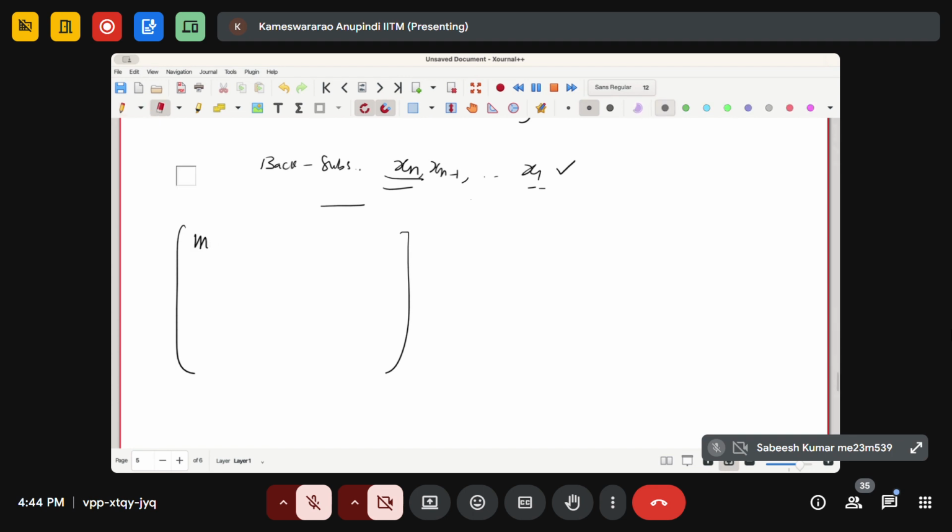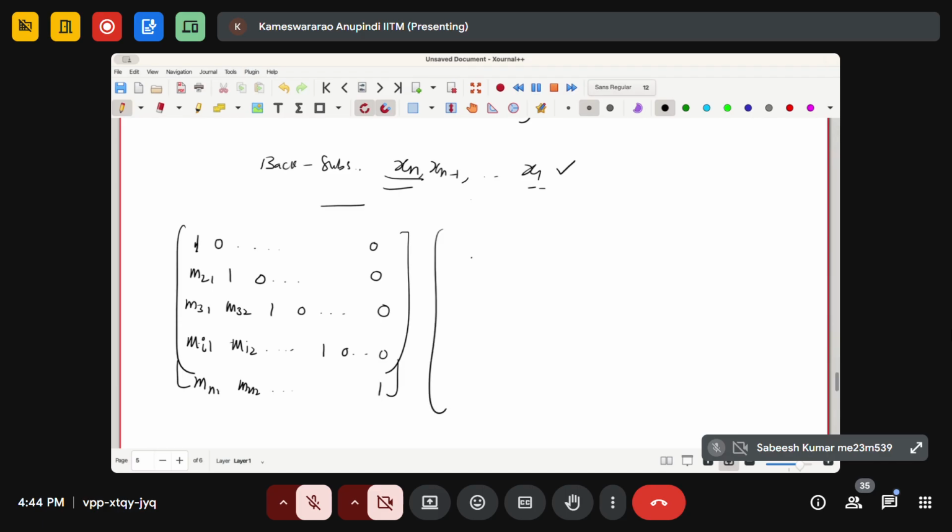The first element is 1, and then 0 all the way to 0. Then we have M2 1, 1, 0 all the way to 0, M3 1, M3 2, 1, 0 all the way to 0, and so on. Let us say I have Mi1, Mi2 all the way to 1, and then zeros, and then we have Mn1, Mn2 all the way to 1. That's my lower triangular matrix, and the upper triangular matrix is U11, U12 all the way to U1n, then 0, U22, and so on up to U2n. Similarly, we'll have zeros, and Unn. That's what I have.